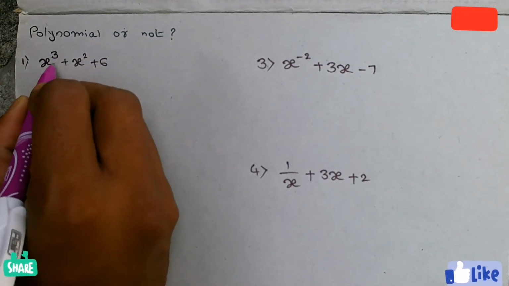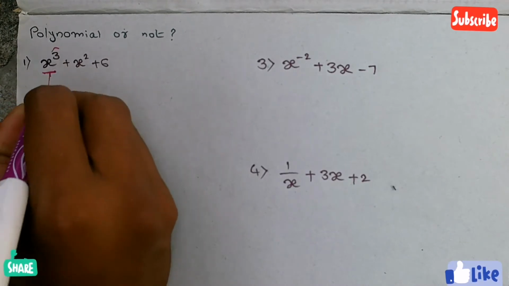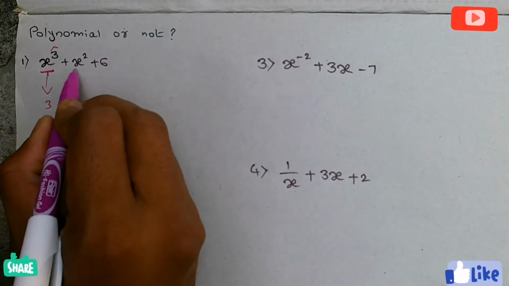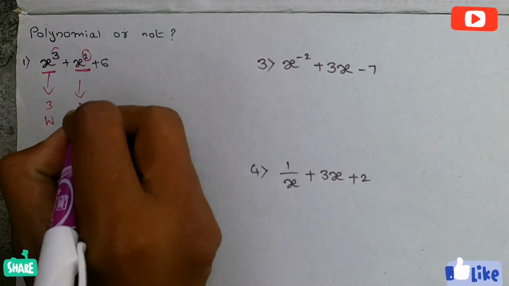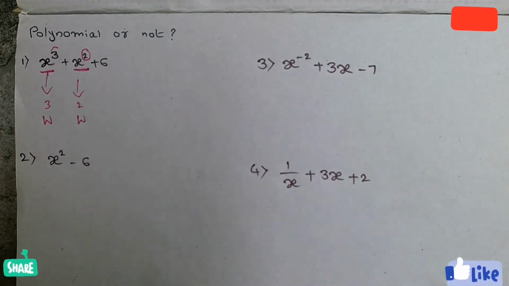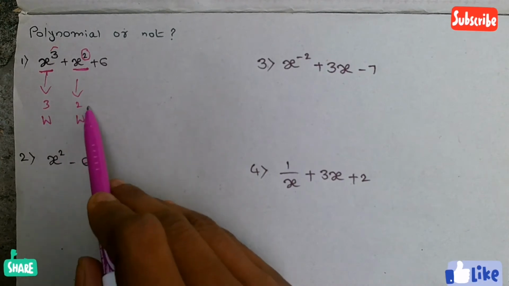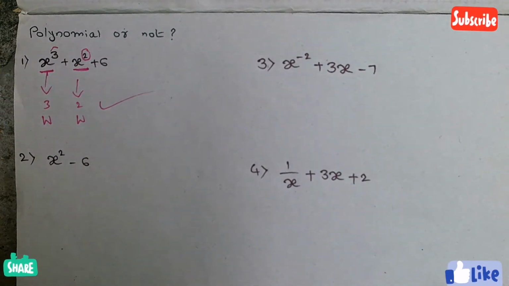Here x power 3 is there. So x is an alphabet. For x the power is 3, which is a whole number. Here, in the second term, the alphabet x has power 2, so 2 is also a whole number. Whenever we are checking whether it is a polynomial or not, we need not worry about constants. Here power 3 for the first term, power 2 for the second term, both are whole numbers, so obviously this is a polynomial. Let us check the second one.